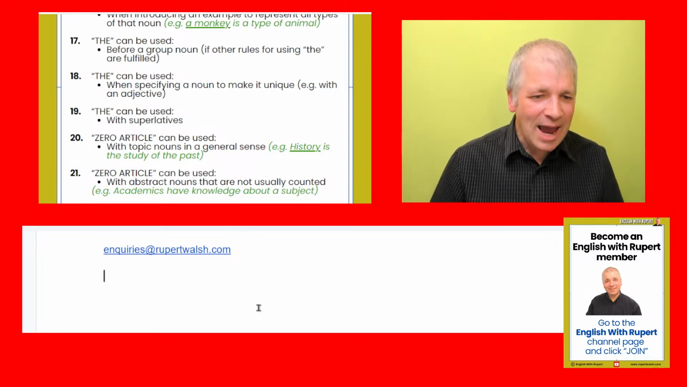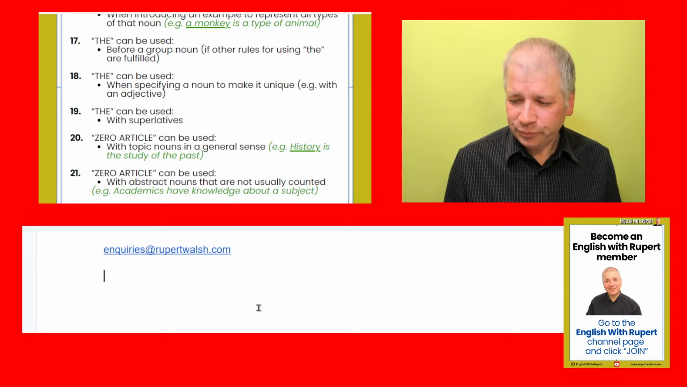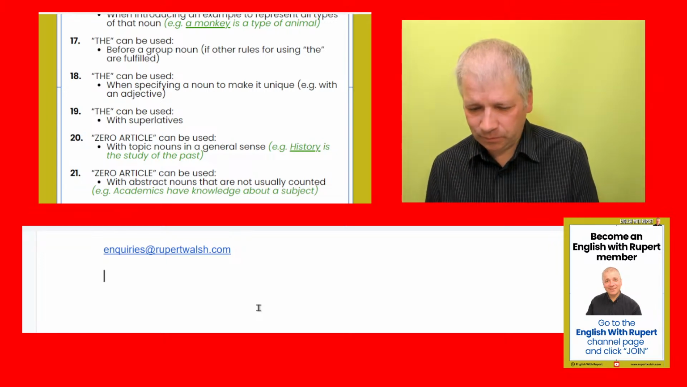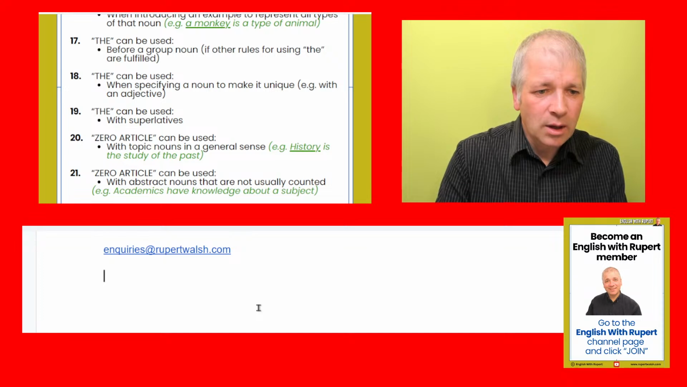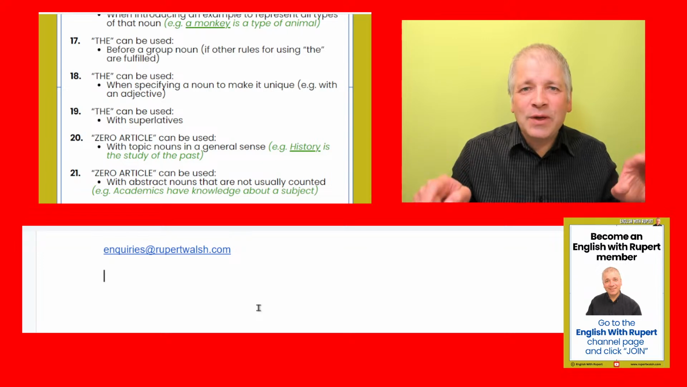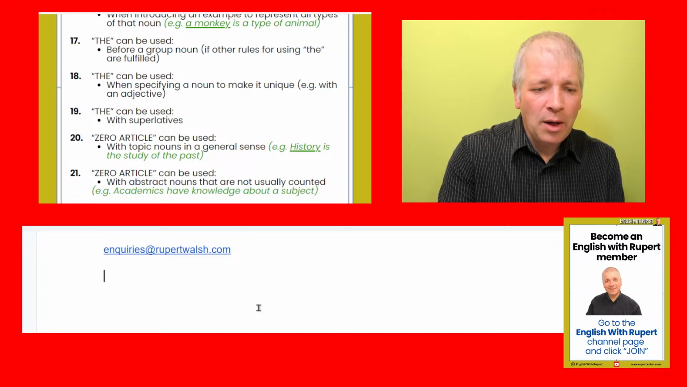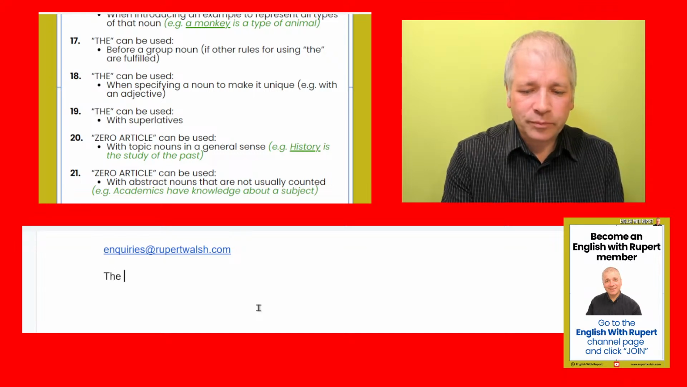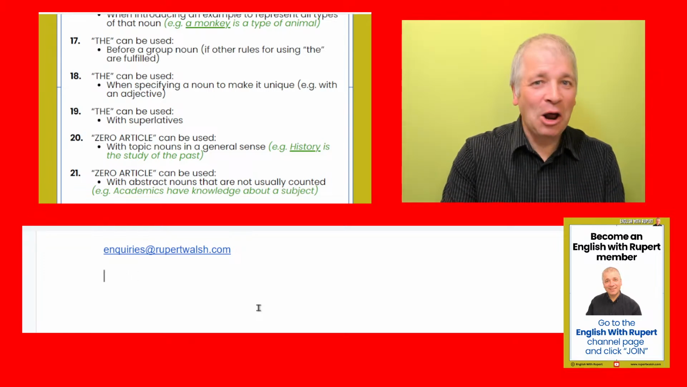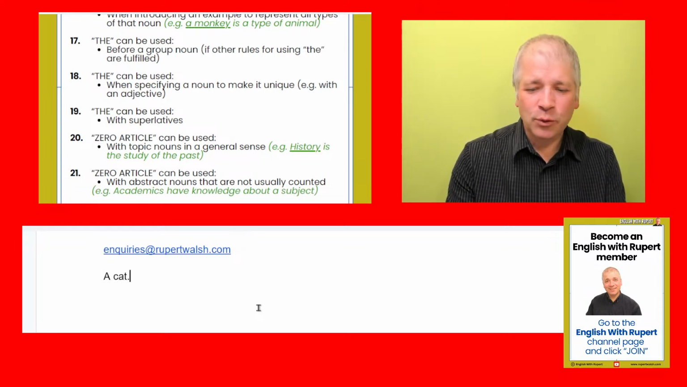Let's move on. So rule 18. The can be used when specifying a noun to make it unique with an adjective. So this goes back to what I was saying before about defining the area that you find a noun within. So let's go back to the cat example. Again, I haven't planned any of this, so I'm just going to think of an example as I'm going along. So I have the word a cat.